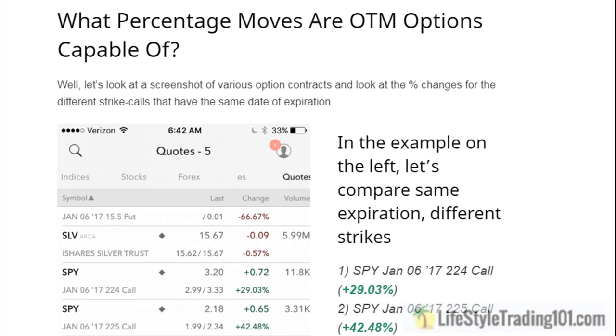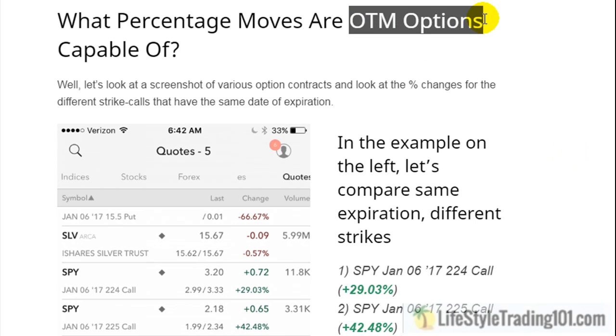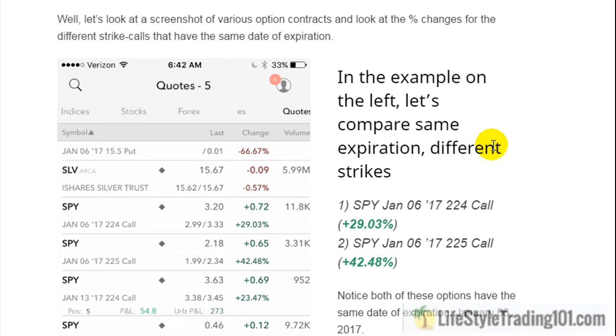And when I say explosive out of the money options, what do I mean? Like, what kind of percentage moves are these OTM, out of the money options, capable of? Well, on one typical day, for example, the SPY S&P 500 moved like less than 1%.